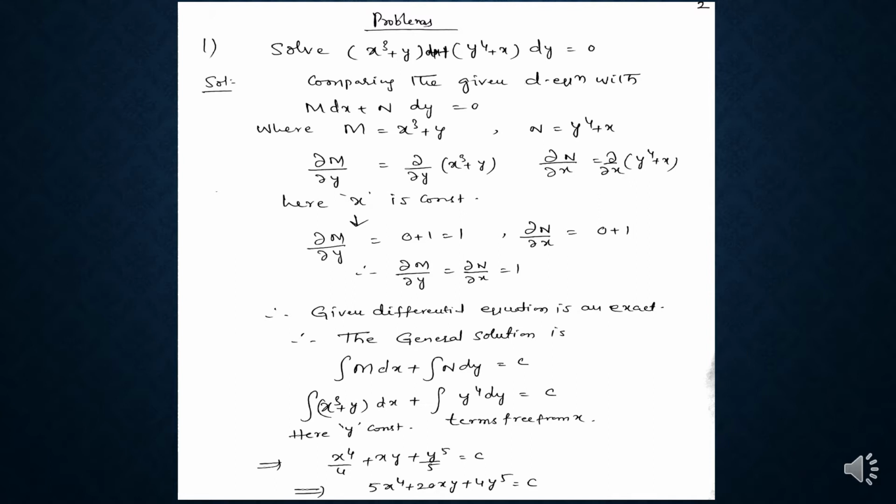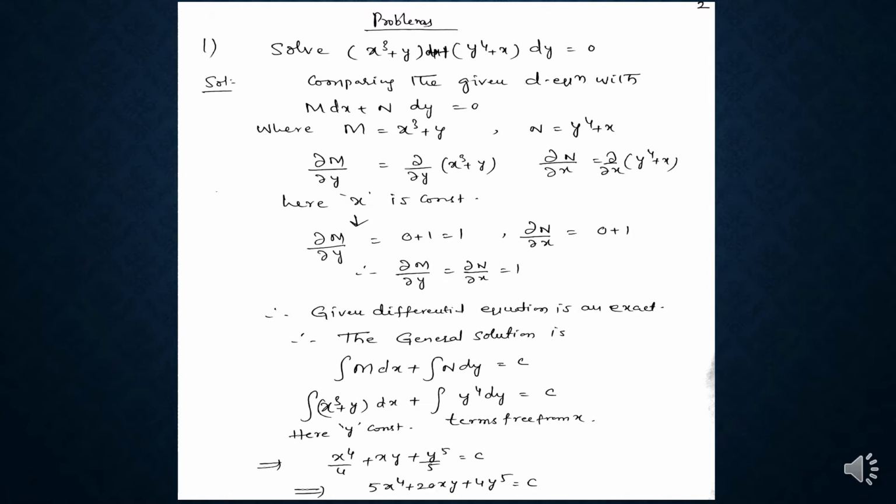Solve (x³ + y) dx + (y⁴ + x) dy = 0. When we are given a differential equation, at first we should check whether it is in variable separable form. Is it possible to separate the variables or not? If it is not possible, then we should go for another method.